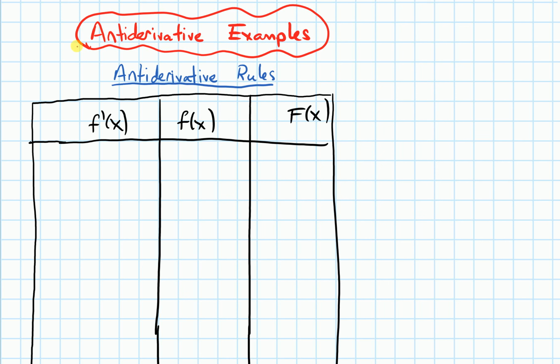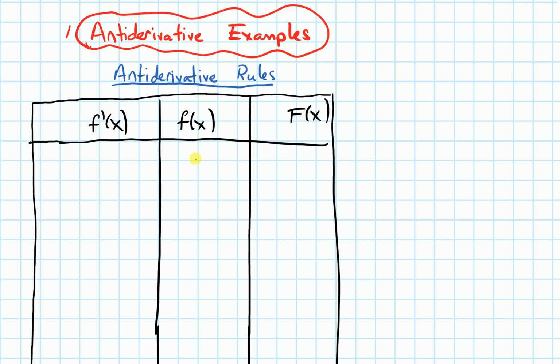In this video, we will do some antiderivative examples. So I want to begin by writing some basic antiderivative rules. And I want to do this in this table. One of the columns for this table, the middle one, has a function f of x. The one on the left has the derivative f prime of x. And the one on the right, capital F of x, is an antiderivative of little f of x.